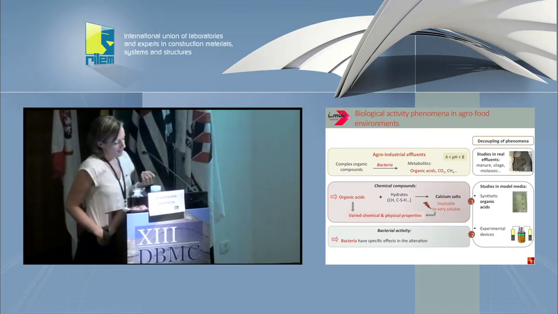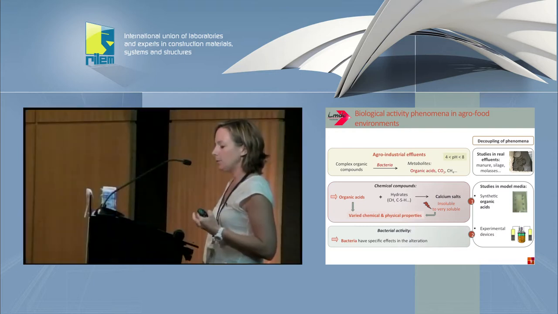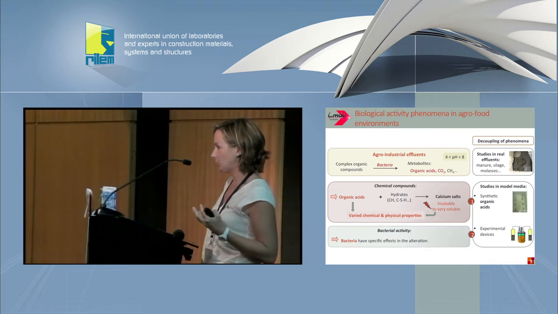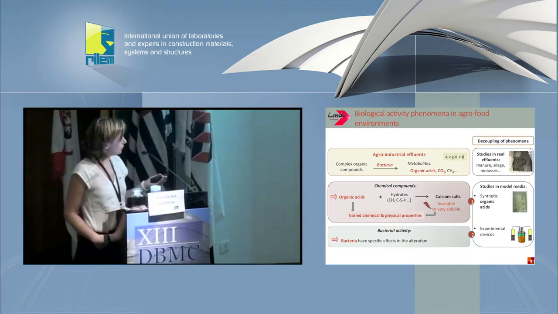So what's the problem? Agro-industrial effluents contain complex organic compounds which are transformed under the action of bacteria into metabolites such as organic acids or CO2. And the pH is between 4 and 8. So there are two types of aggressive agents in these environments.